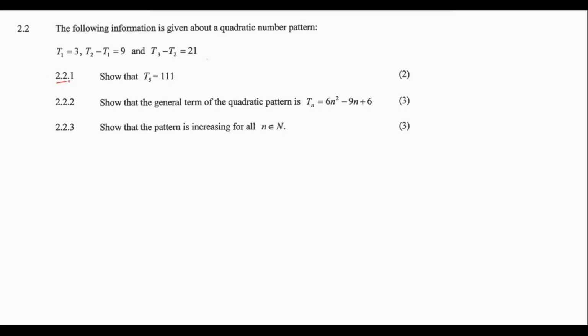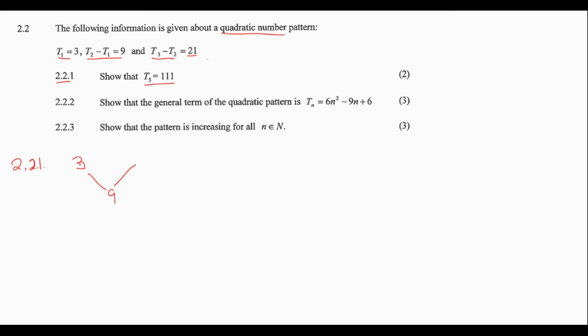Let's do question 2.2.1. The following information is given about a quadratic number pattern. T1 is equal to 3, T2 minus T1 is equal to 9, then T3 minus T2 is equal to 21. Show that T5 is equal to 111. Right. Usually I use this diagram. T1 is 3. Okay. Then T2 minus T1, so it means the difference between T2 and T1 is 9. That's the difference.